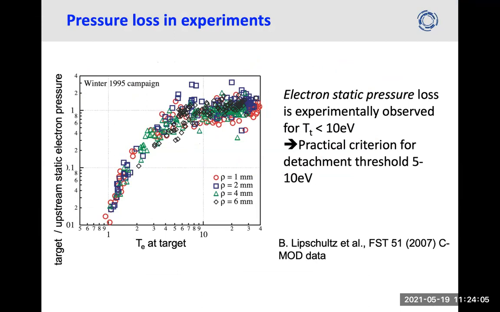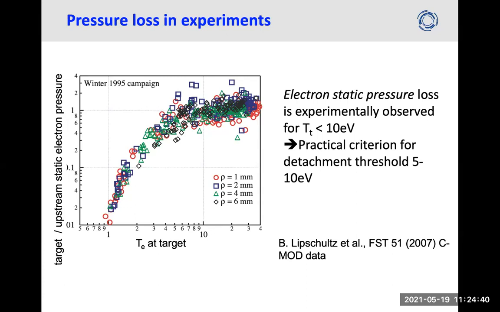These are experimental data from C-Mod measured by a diagnostic called Langmuir probes at the target and measured by a diagnostic that is able to measure the electron density and the electron temperature at the upstream location. And what is done here is put in the ratio of the target to the upstream static electron pressure. No information about the dynamic, just the static. We don't know if the upstream dynamic pressure is big or not. But implicitly, it's assumed that the upstream dynamic pressure is negligible.